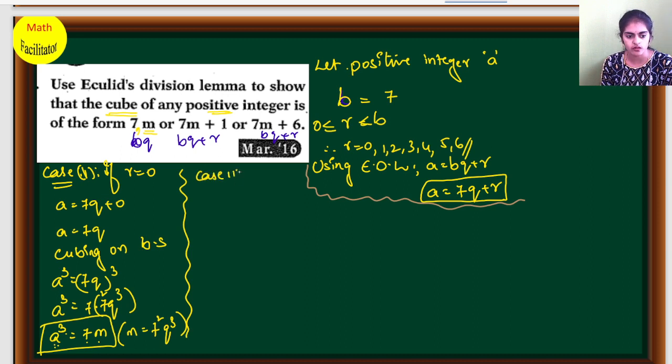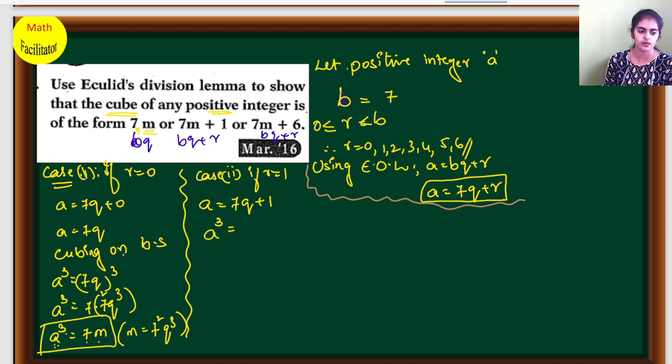So case 2, if r is 1. Then what will you do? Again substitute in Euclid's division lemma. A is 7q plus 1. So a cube will be how much now? So you will write this step again. Okay, cubing on both the sides you will write in every case. So cubing on both the sides, a cube will be 7q plus 1 whole cube.